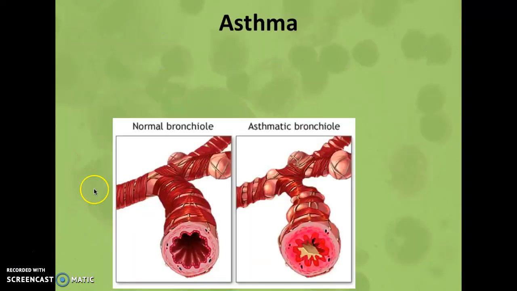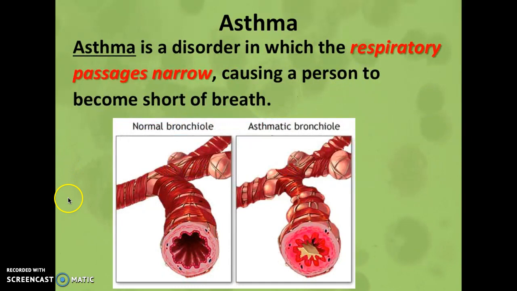substance. Asthma. So asthma is also something that you probably know someone that has, or you may even have asthma yourself. So what happens with asthma is that you can see the bronchiole, the normal bronchiole. Those are the tubes in your lungs.